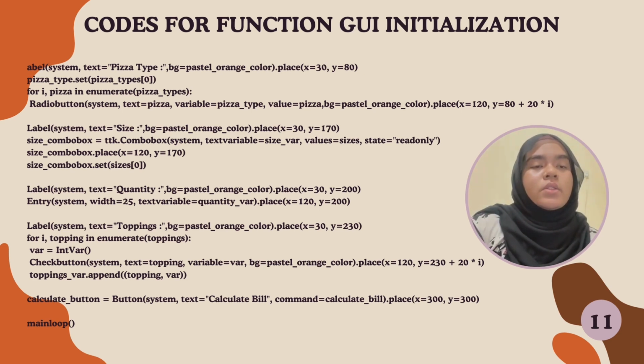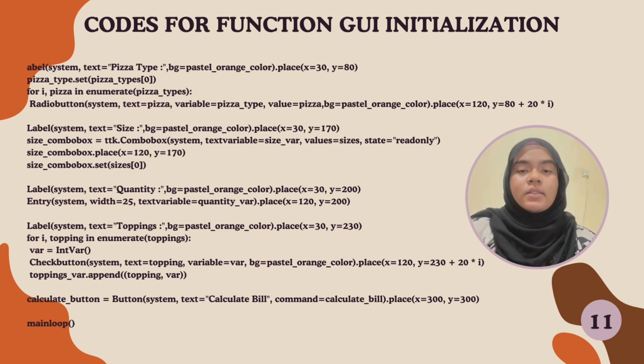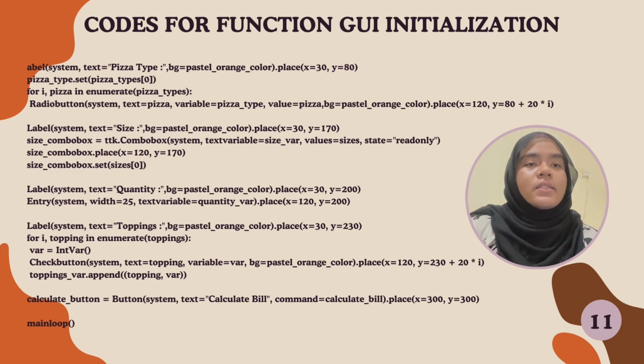Next is size combo box equal to ttk dot combo box system text variable equal to size var and value size. So size combo box place X equal to 120 and Y equal to 170. So this coding creates a combo box widget which is a drop down menu for selecting pizza size. It's associated with the size var variable and has the list of sizes which is medium, large and regular. Okay, next is size combo box set size in array 0. So this sets the default value of the combo box to the first size in the list.